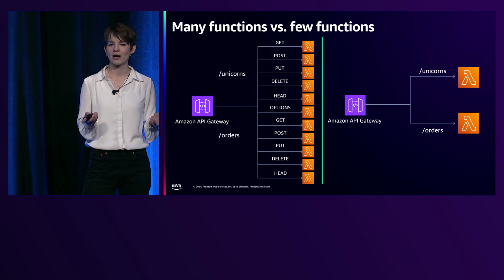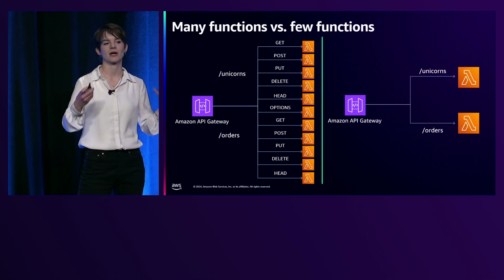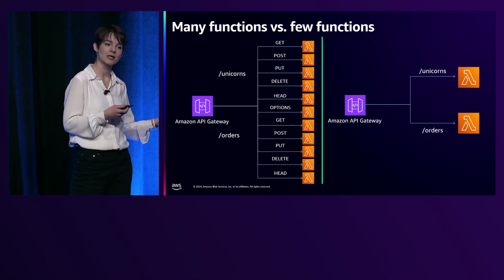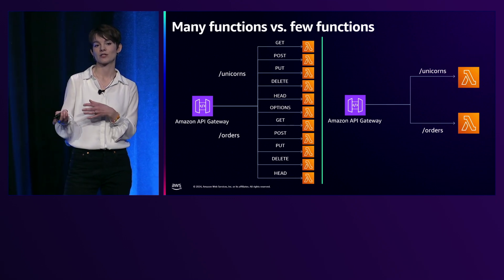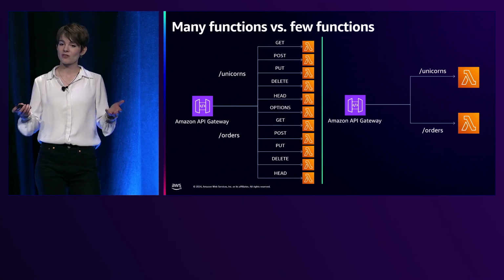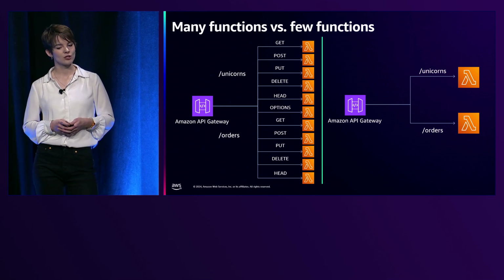You could also think about really finely scoping your permission boundaries and your security. So maybe you have some code that needs to access an order database and some that needs to access an invoice database. And you could split those out into different functions. So there's a number of things that you can think about as you're breaking down that function code and starting to build your serverless functions.